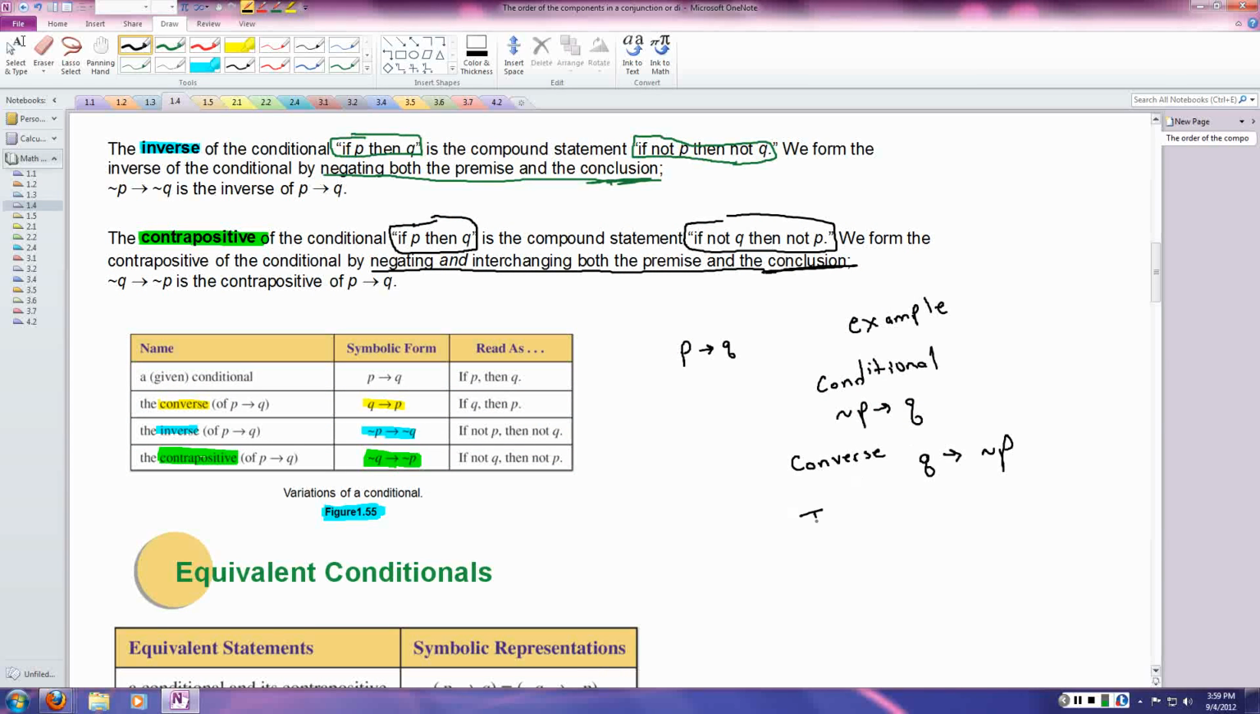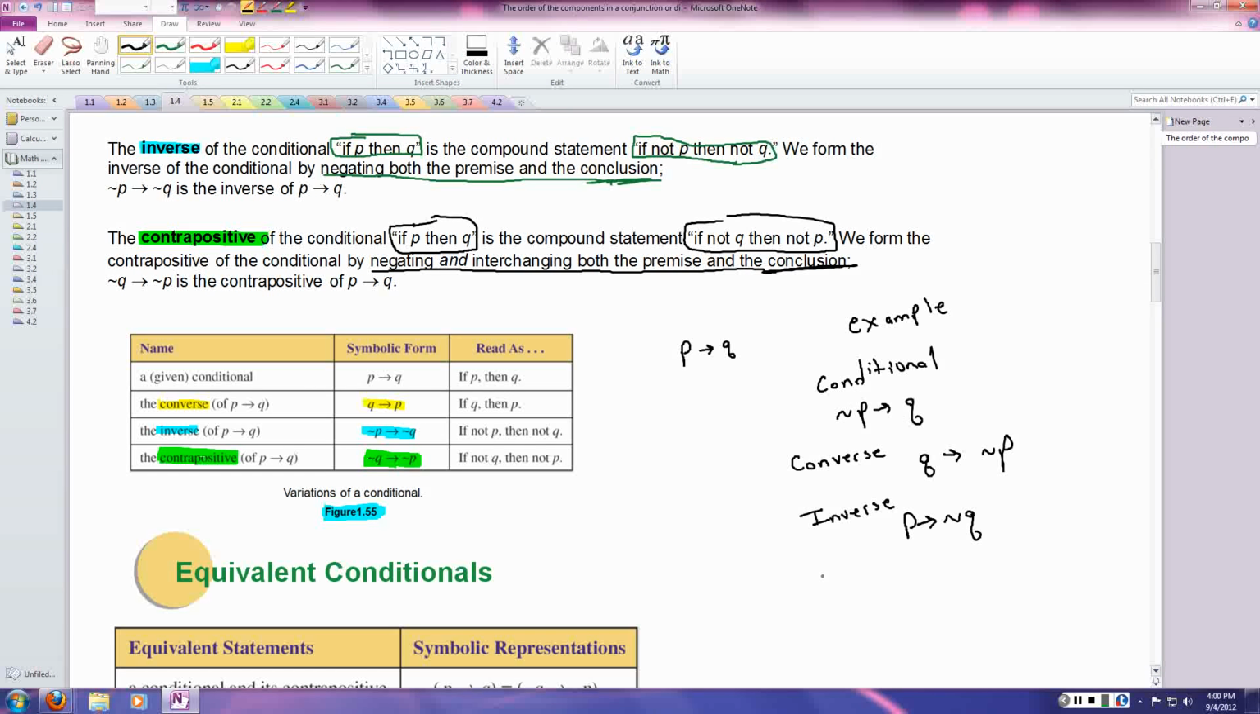The inverse of this statement is going to be P implies not Q. So I don't flip the order, I just negate what's in front of it. If there is a not, it would go away, and this doesn't have a not, so it'd have a not.